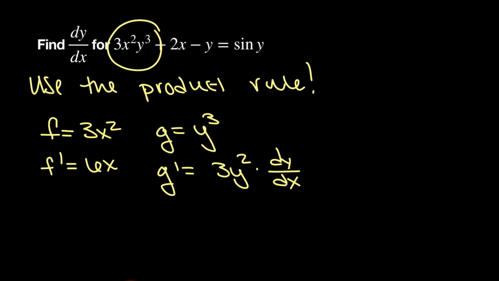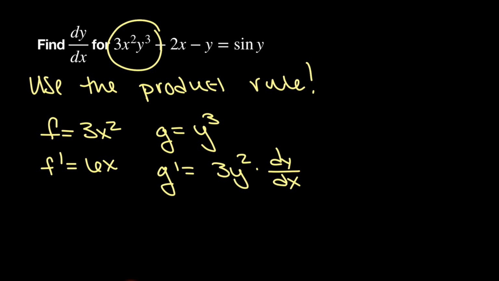And to find g prime, this is where I use my chain rule. y is actually a function of x, so we have our function cubed. I bring down the 3, I get 3y squared. But then I have to multiply by the derivative of the inside. The derivative of y, I don't know what that is, so I'll just write dy/dx. Again, the 3y squared is my outside derivative, and the dy/dx is my inside derivative. And this is the chain rule.